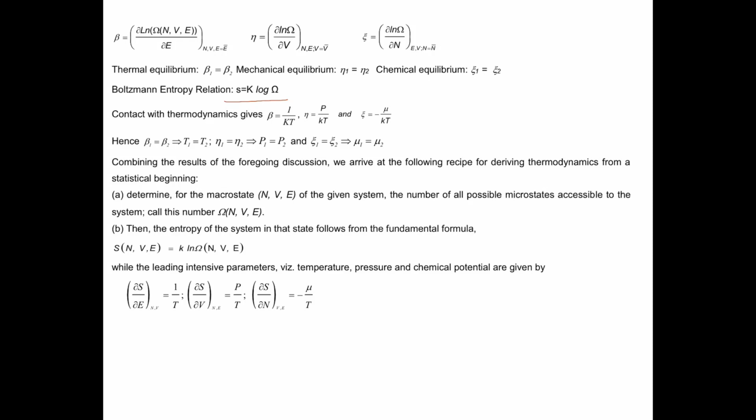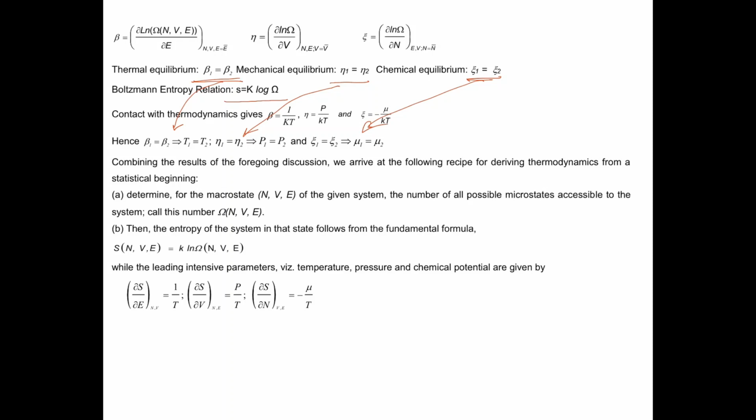And while discussing the contact with thermodynamics, we have seen beta was equal to 1 by kT, eta was equal to P by kT, and zeta is minus mu by kT. And hence, beta 1 equal to beta 2 means T1 equal to T2. Eta 1 equal to eta 2 means P1 equal to P2. And zeta 1 equal to zeta 2 means mu 1 equal to mu 2.